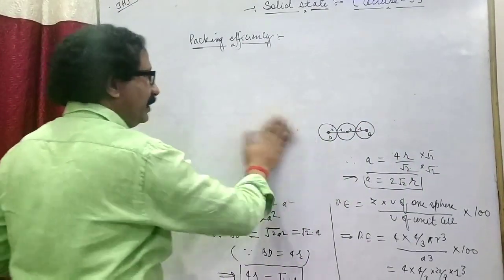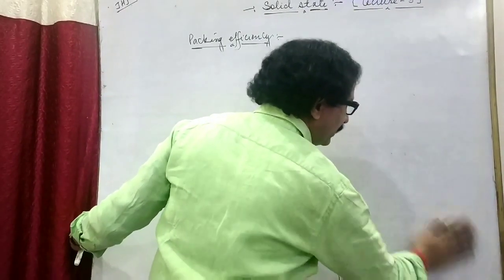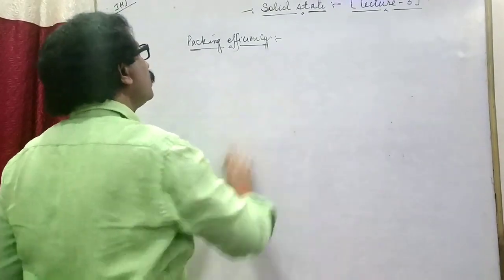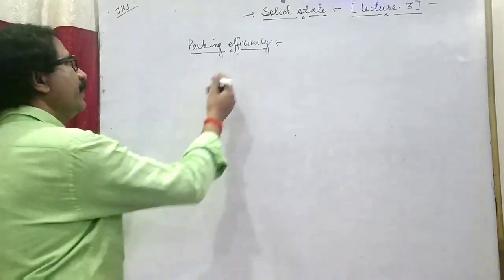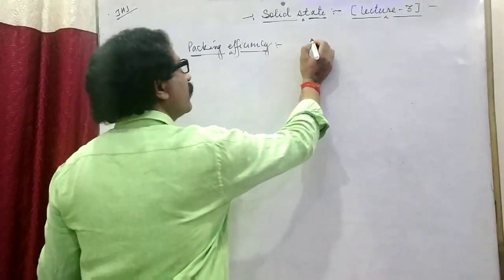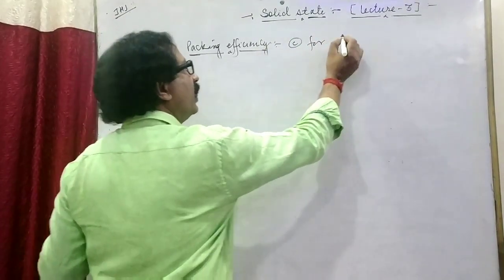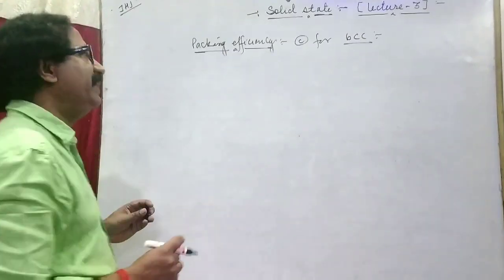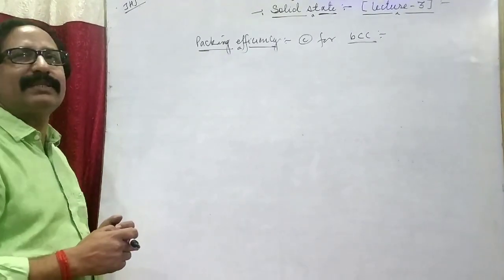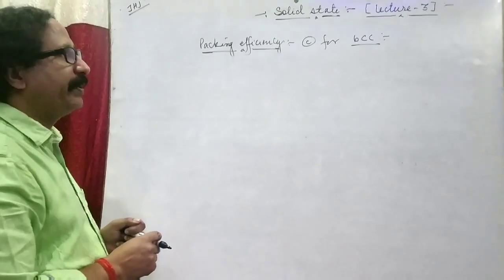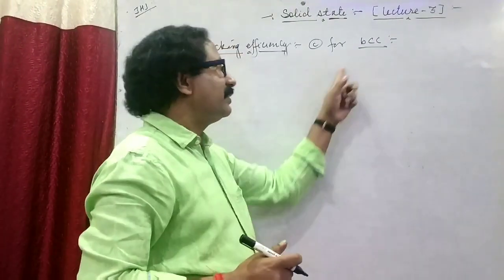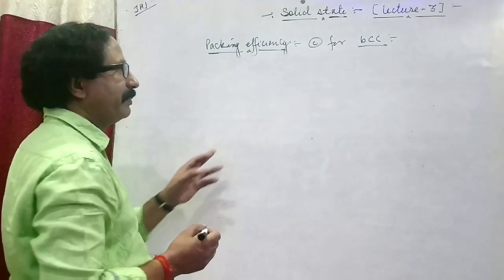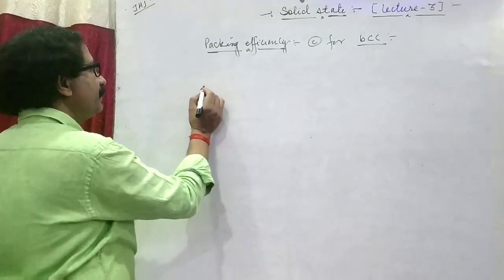Now the last one, I will discuss the packing efficiency of BCC, which is most important. Okay? Packing efficiency, third one, for BCC. And BCC, you know, BCC means body centered cubic unit cell. Body centered cubic unit cell, right? First of all, we have to form its structure.